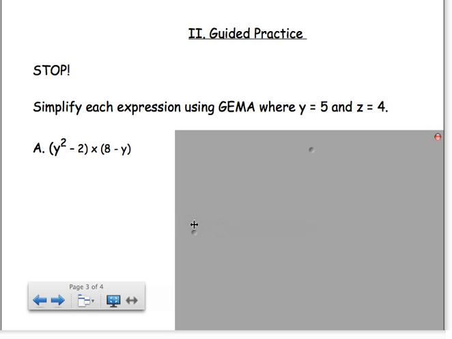Please simplify this first expression, A, where y equals 5 and z equals 4. Stop the video here. After you've tried it, check your answer. Okay, you've tried A, now it's a chance to check your answer.